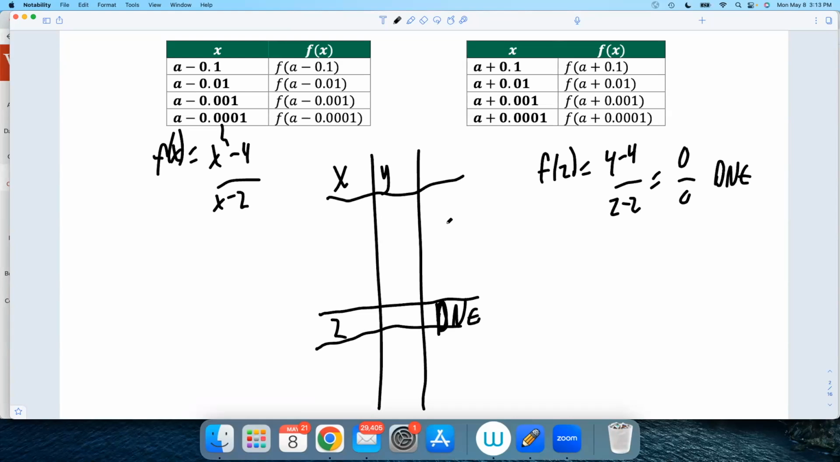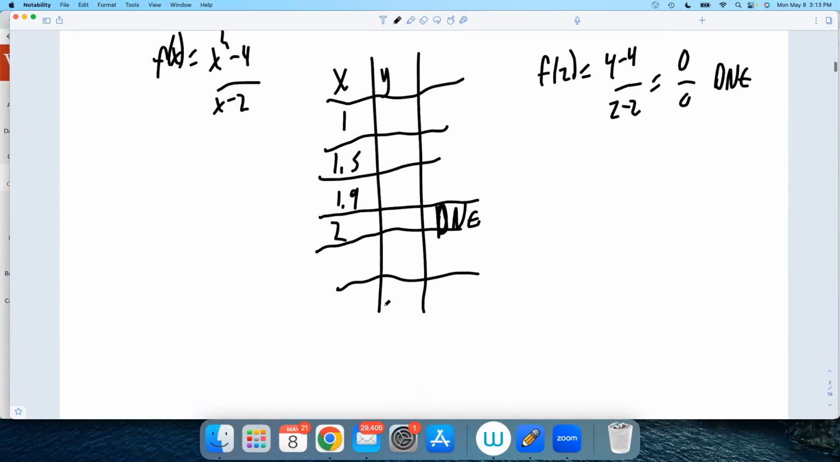But what if I plug in numbers close to 2? So maybe I plug in 1, 1.5, 1.9, getting closer and closer to 2. And I've really got to check from both directions.